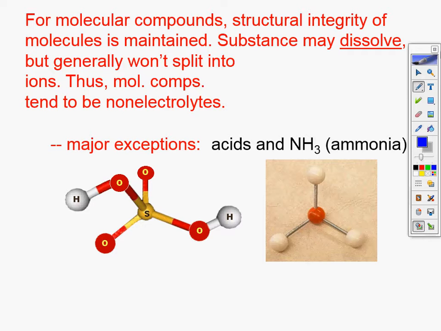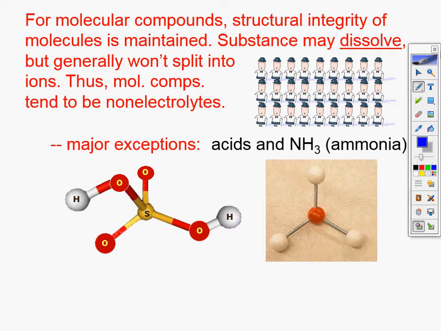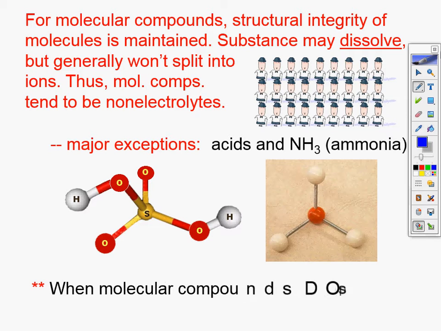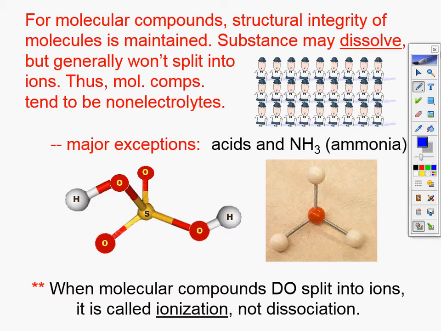What do we have here? What is this thing? Sulfuric acid. Very good. So we have ammonia, sulfuric acid. Those are some exceptions that are going to take on some different parts of this. Oh, here come my soldiers again. When molecular compounds do split into ions, it is called ionization, not dissociation. You're going to hear the term ionization versus dissociation quite a bit for the rest of the year.